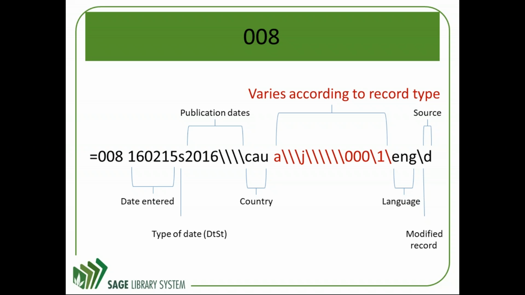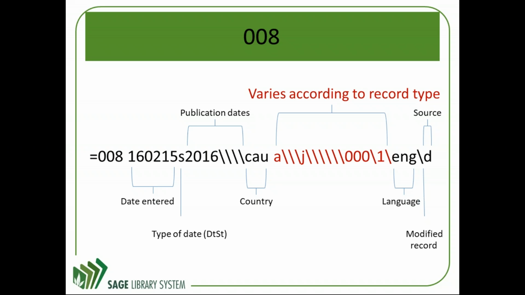And then that next step is the publication dates. Because it was a single date, we just have the first four positions in that part of the sequence filled in. So 2016. Had another date been entered, for instance, if it had been a DTST with a T, and we had the publication date and the copyright date, then we would see all of those 8 positions filled in. In this case, because we only had the one, we have the backslashes for blanks for date number 2.